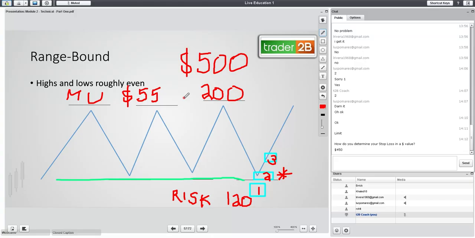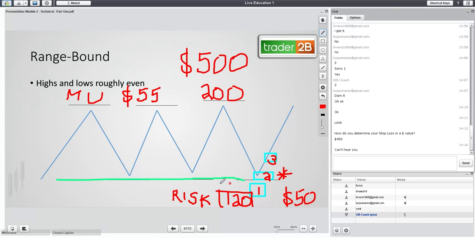So if MU is trading at $55 and the price at 200 shares goes against us 25 cents, right? That would essentially equate to about a $50 loss on that share. And if we are willing to risk about $120 on this trade, this will allow us to give a much larger buffer zone. So we can risk up to 50 cents on the share, right? And so that will still allow us to remain within our own personal risk management per trade of $120.